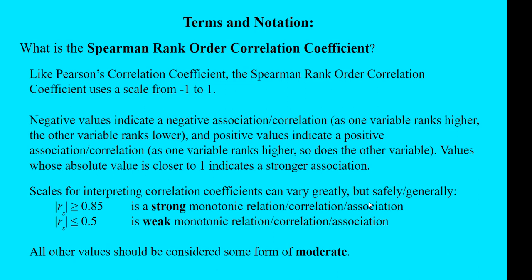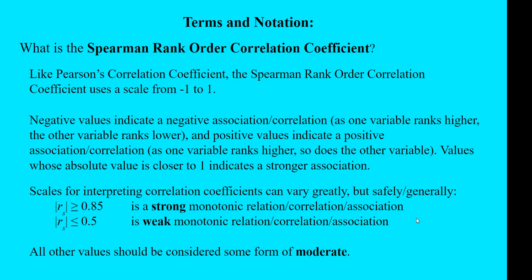You'll see all those different words used synonymously to describe Spearman's rank order correlation coefficient. But again, 0.85 and above for the absolute value of r sub s is definitely going to be considered strong on pretty much every scale. Some of them will go a little bit lower, maybe down to 0.8 or even 0.75 or 0.7, but you're really safe if you're thinking of strong as above 0.85.